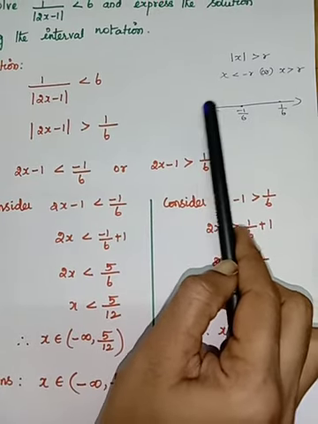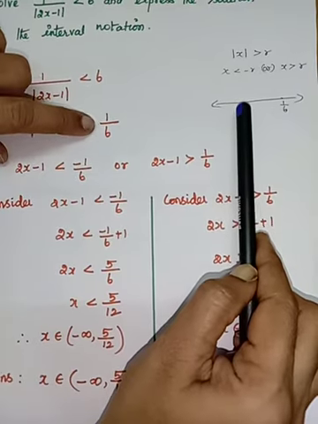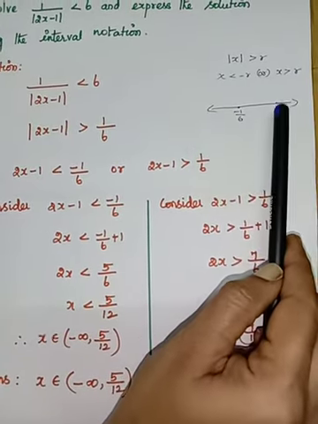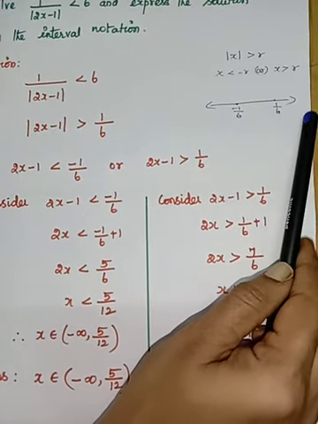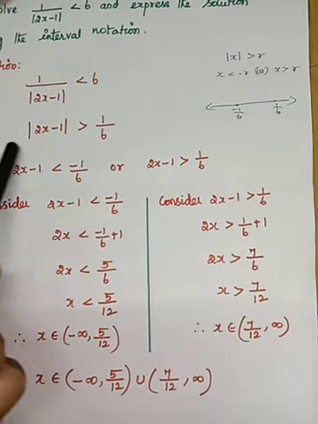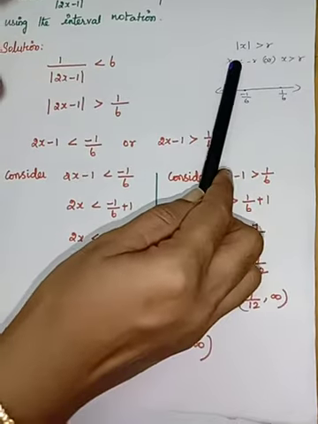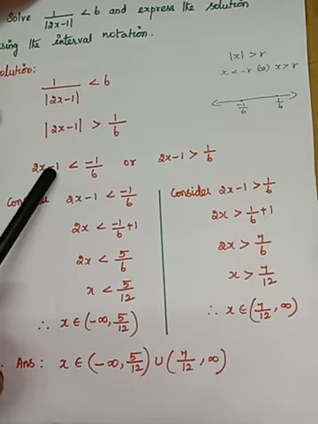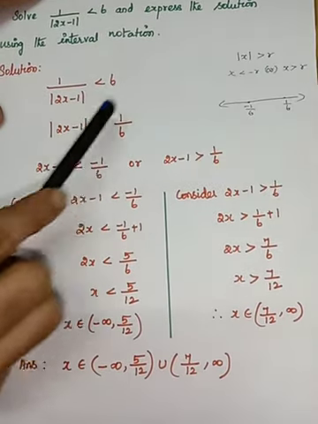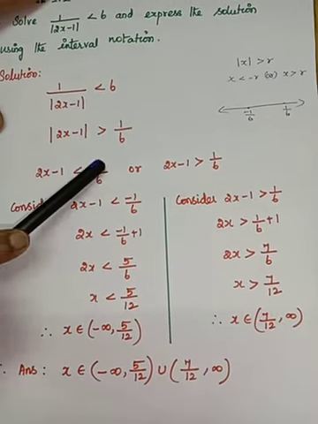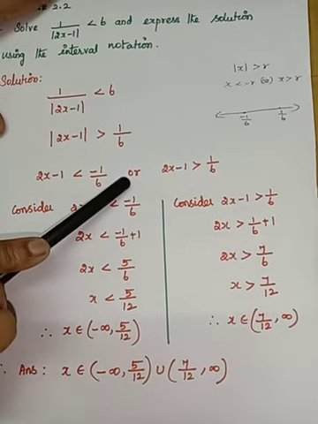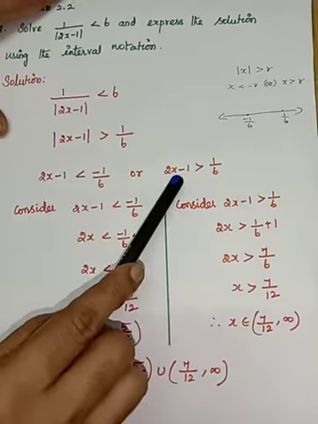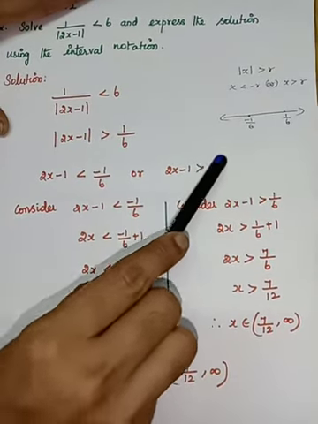So, it is from minus infinity to minus 1 by 6, or 1 by 6 to infinity, where the r is 1 by 6. That only we have written here. You see that? X less than minus r. In the place of x, what you are having? 2x minus 1 less than minus r. Your r is 1 by 6. So, minus 1 by 6, or x is greater than r. So, your x is 2x minus 1, that is greater than 1 by 6.